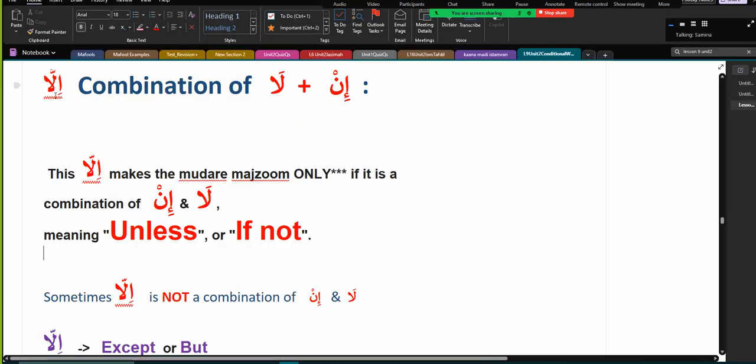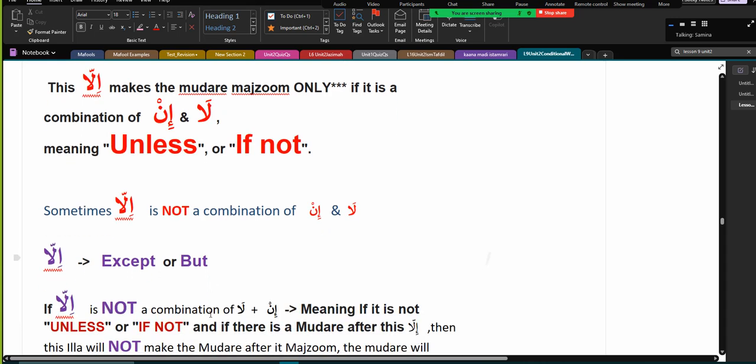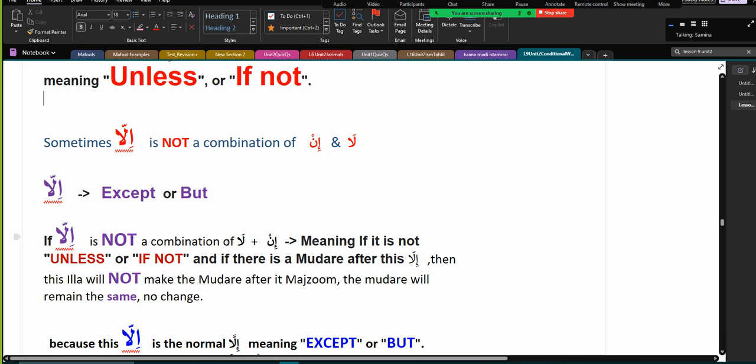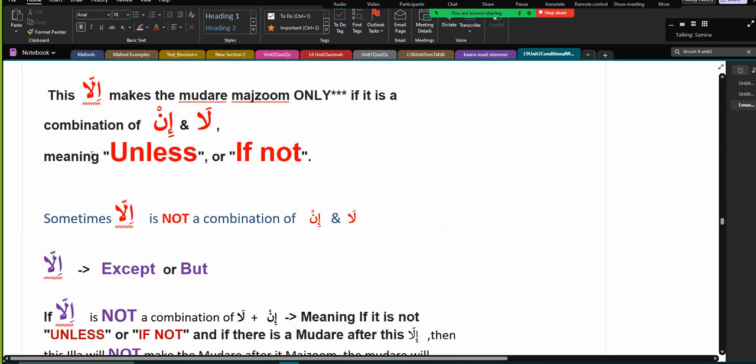Next we have illa, which is a combination of in and la. And this illa makes the mudari majzoom only if it's a combination of in and la, meaning unless or if not. Okay, sometimes illa is not a combination of in and la, which we learned in our unit 1, that is illa of istisna and other things. The meaning of that illa is except or but. If illa is not a combination of in and la, meaning it is not unless or if not, and there is a mudari after it, it will not make the mudari majzoom. It will make the mudari majzoom only if it is a combination of in and la.